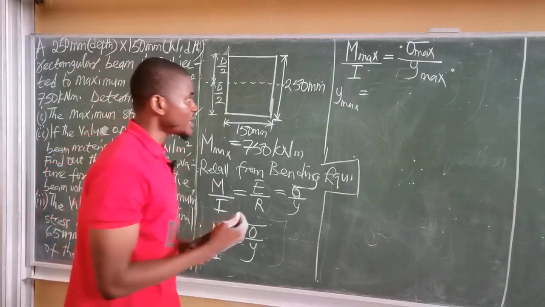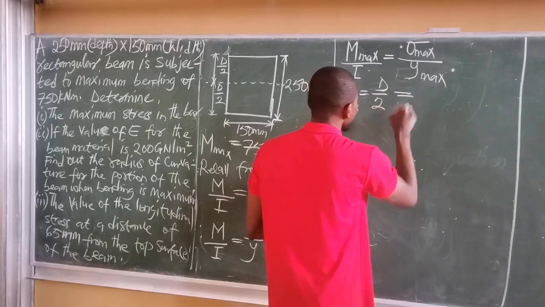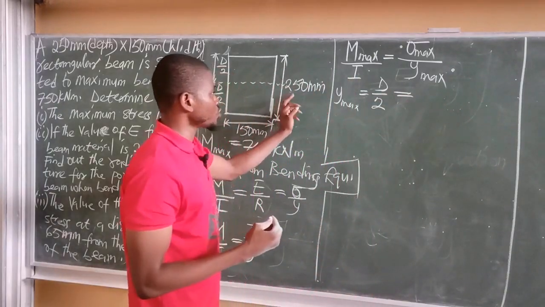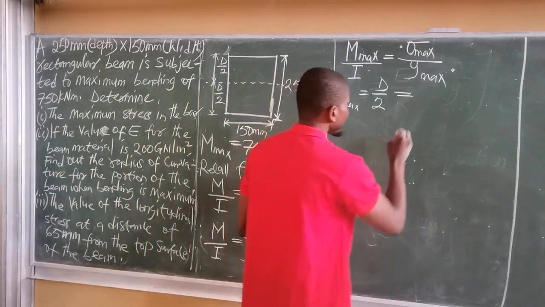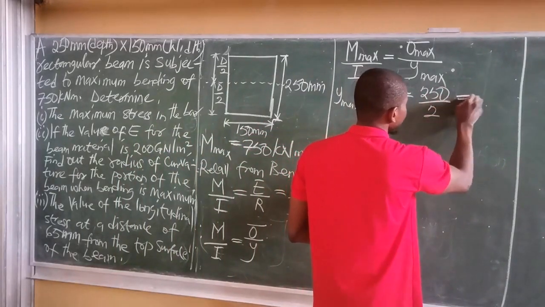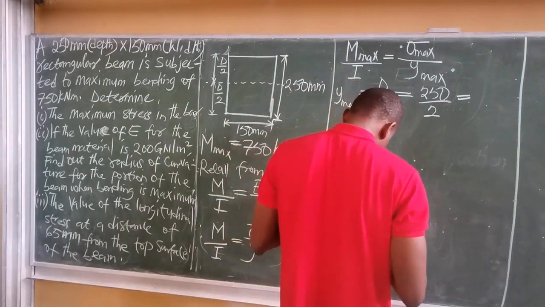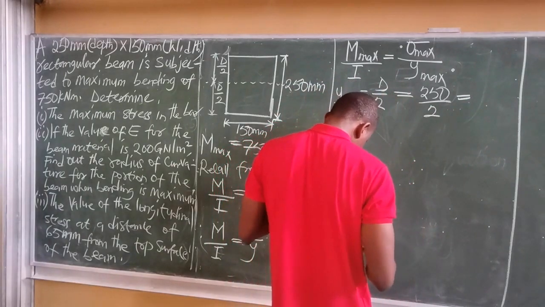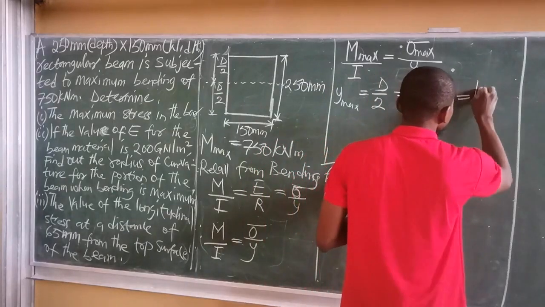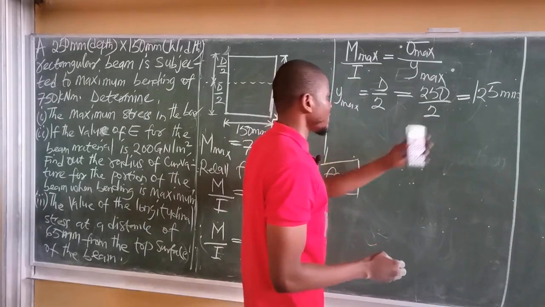That's at the neutral axis. Y max is simply D all over 2. D is the depth, which is 250 millimeter. So we simply have 250 divided by 2, and this is equal to 125 millimeters. So let's convert this to meters now.